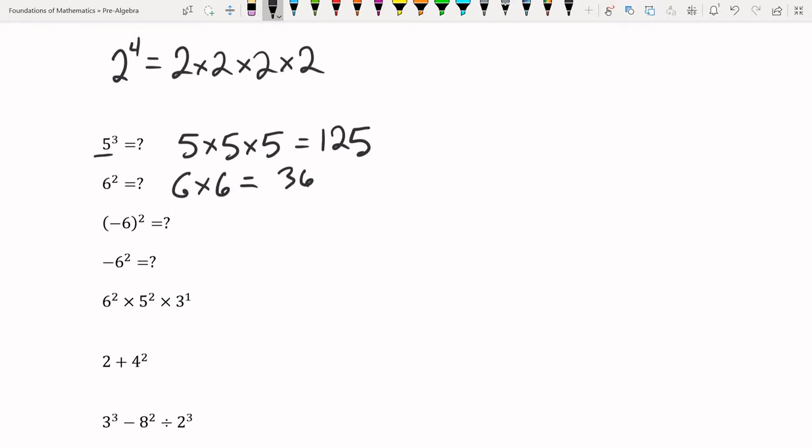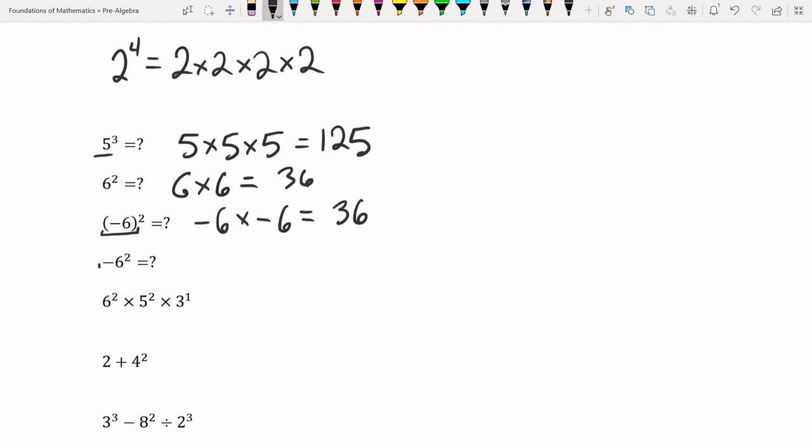Now this one here says the inside parenthesis thing is being squared. So negative 6 squared is negative 6 times negative 6. And that's going to be, negative times negative is positive. 6 times 6 is 36.